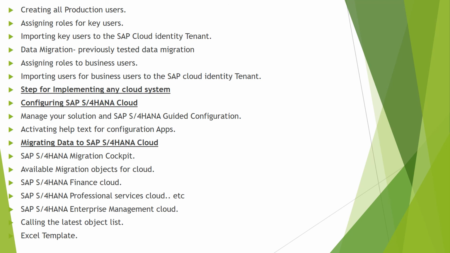So, activating help text for configuration apps. You can use the help button at the top right next to the search button to activate the help text for the screen. The system will then highlight the areas for which help text is available. By clicking the help button again you will deactivate the help text. Then select the desired configuration app, that is customer classification configuration, and click on start.